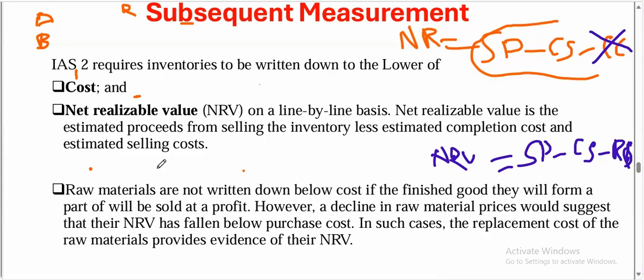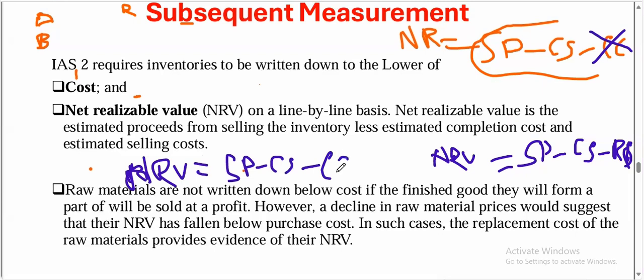Then we come to work in progress. So for work in progress, it's NRV. Okay, so work in progress, the net realizable value is the normal thing that we know. Selling price minus cost to sell minus cost to complete, right? So don't forget, there's a slight difference between the two.